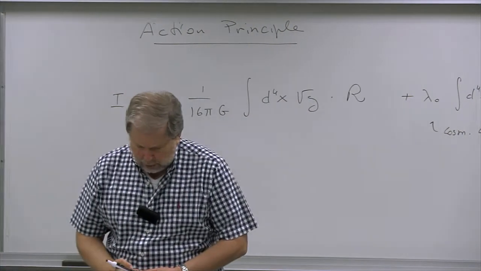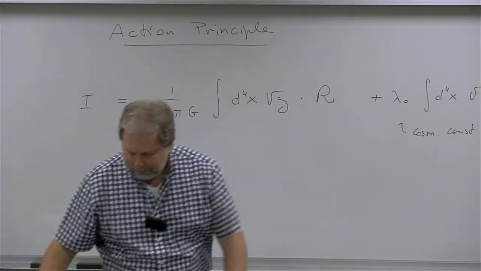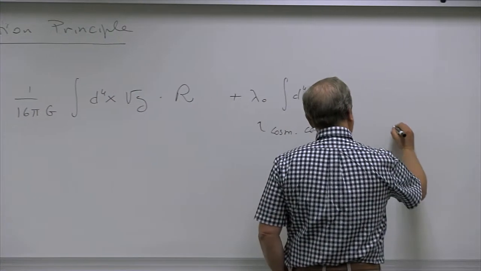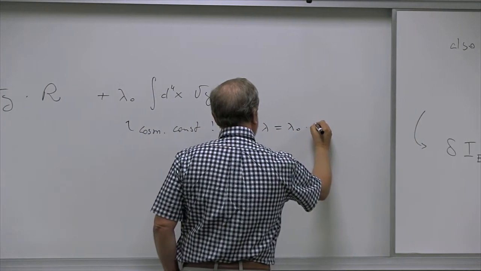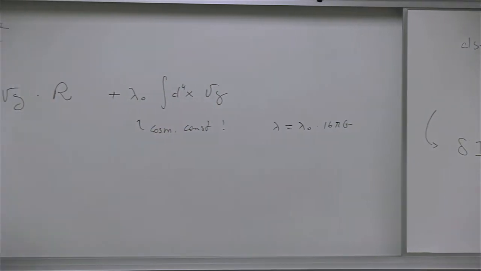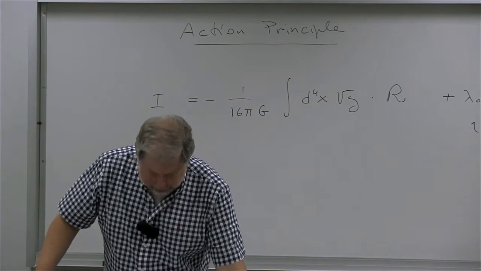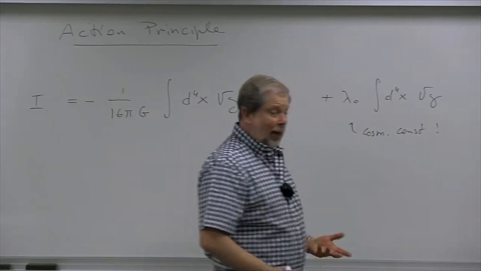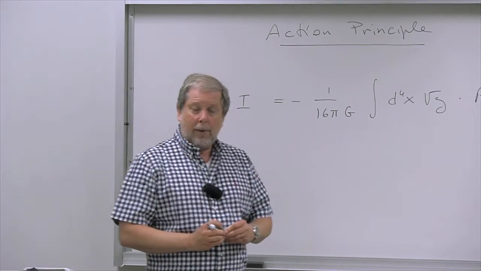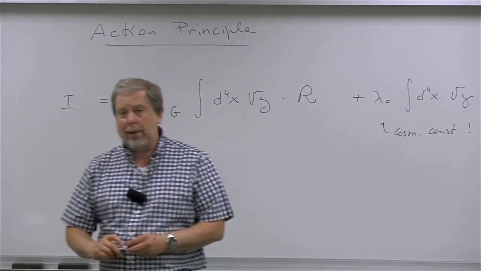So the cosmological constant does not disappear. Lambda is equal to lambda naught times 16 pi G. The lambda we introduced in the other lecture is related to this one by a multiplication by lambda naught, but otherwise, it's the same thing. So whichever way you look at the problem, the cosmological constant is something that is allowed, whether you look at the field equations or whether you look at the action.